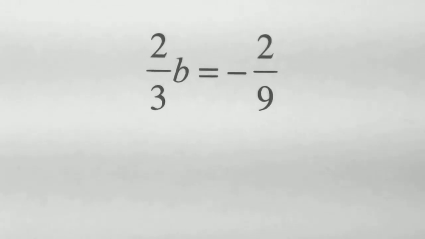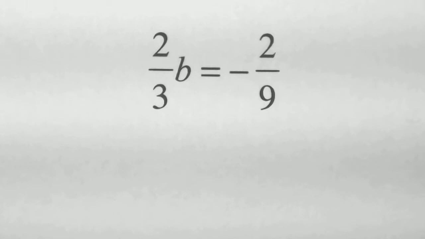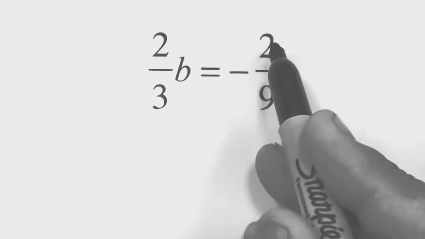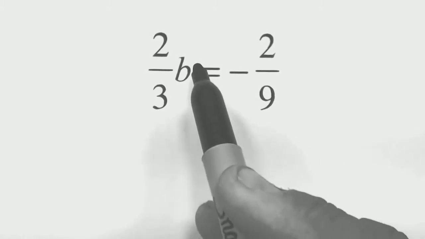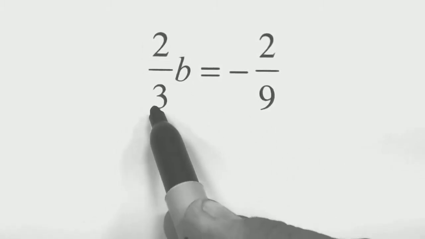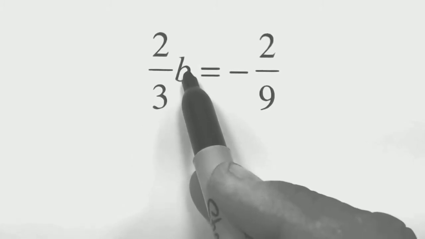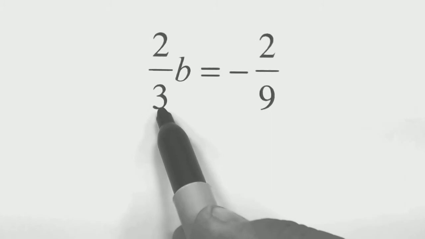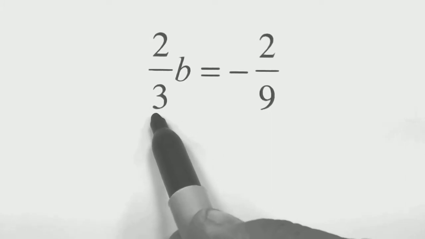Well, here's a little twist to this divide bit. Look at this problem. We've got the fraction 2/3 times b equals negative 2/9. What's happening to this b is it's being multiplied by 2 and it's being divided by 3. Well, what we can do is get rid of this multiply and divide all at once. There's a nice technique for doing this.